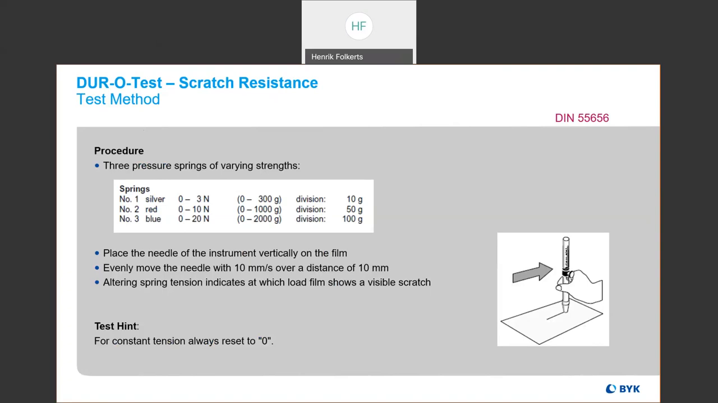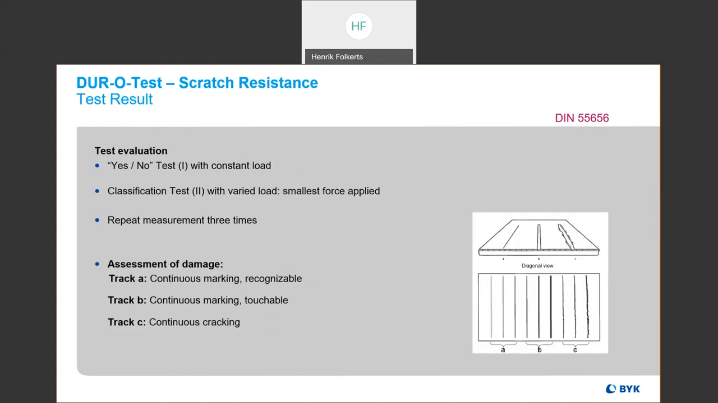The springs are inside the tube housing, putting the pressure onto the metal needle. The altering spring tension indicates at which load a visible scratch appears. The instrument with the needle should be put onto the surface vertically and then evenly moved at 10 millimeter per second over a distance of 10 millimeter.